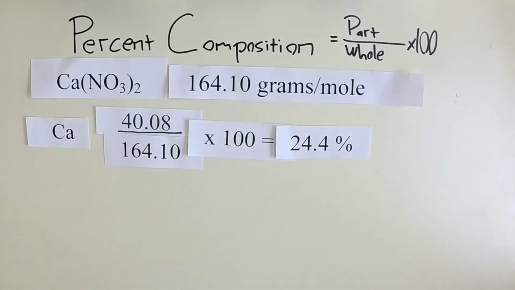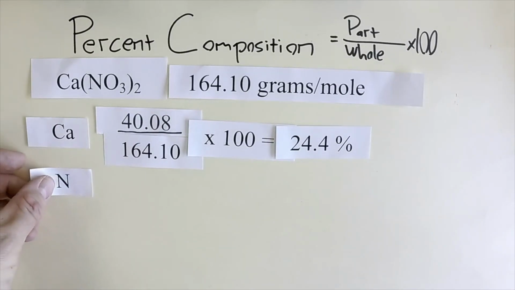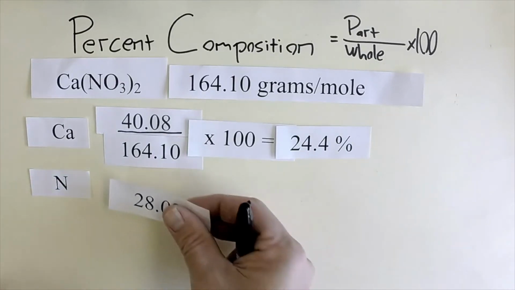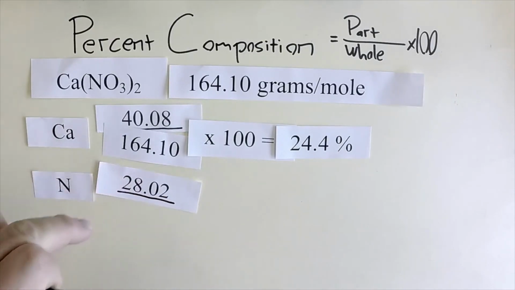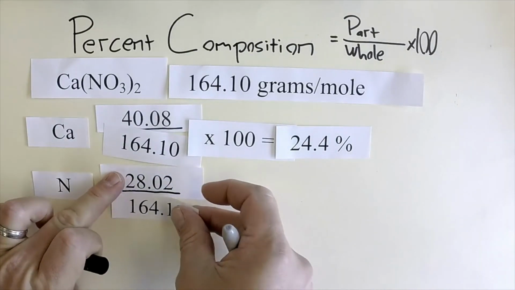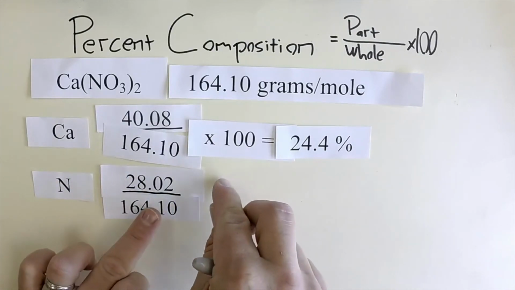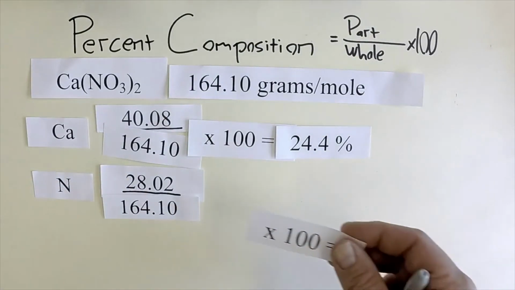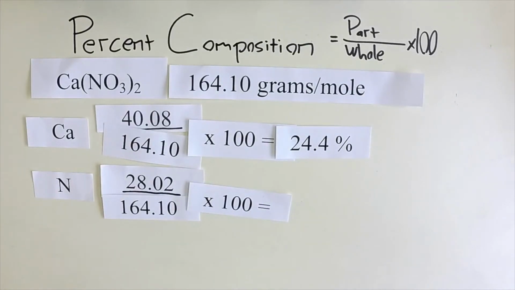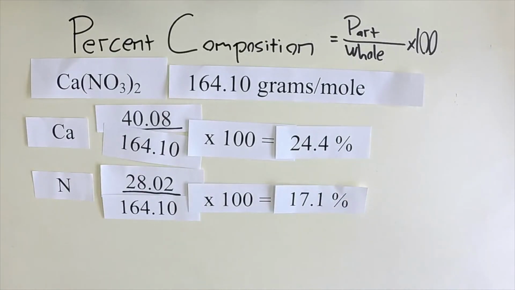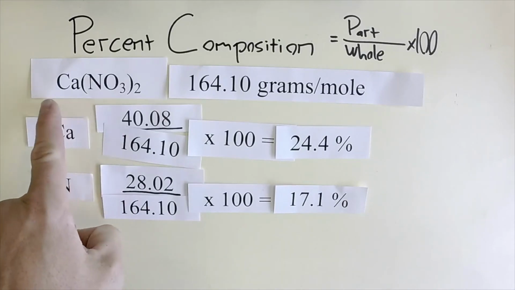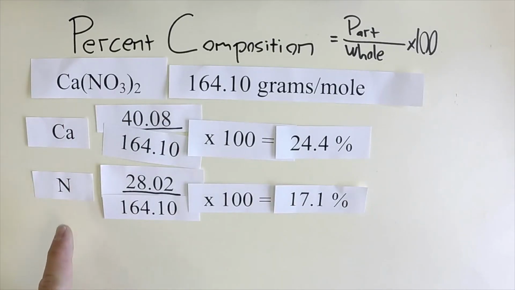Now for the other elements, let's do those. Nitrogen, remember that our nitrogen component was 28.02. That's 2 nitrogen atoms. And we're going to divide that again by the formula mass, 164.10. And then we will multiply that by 100. When we do that, our percentage is 17.1%. So what we're saying is that 17% of this compound by mass is nitrogen.